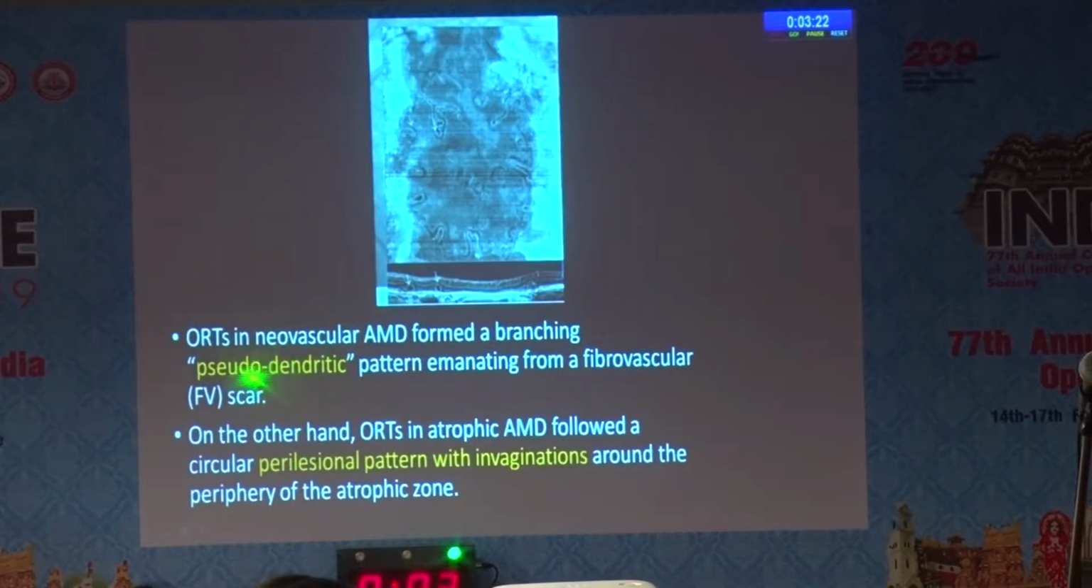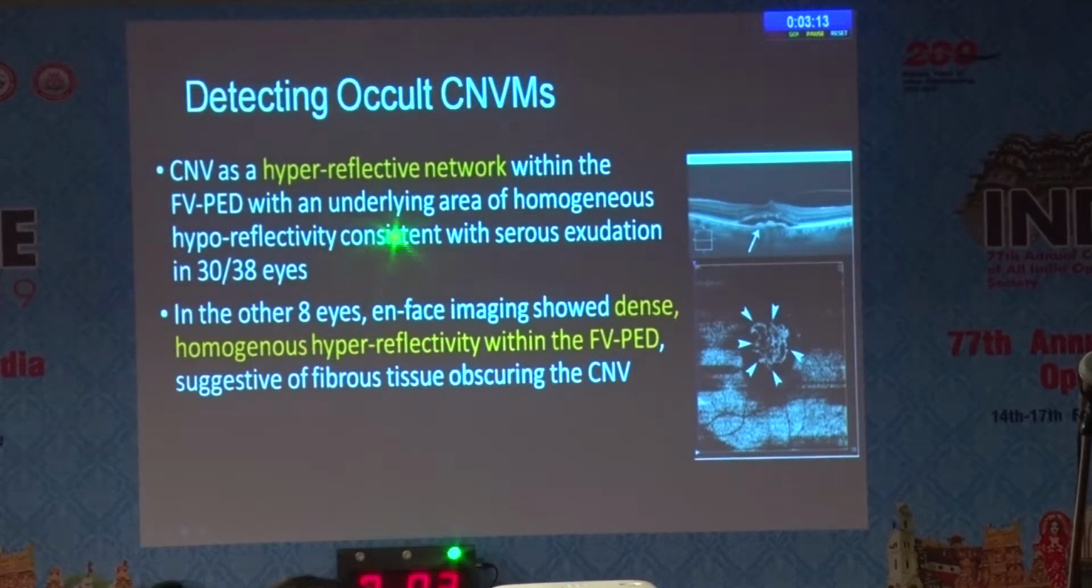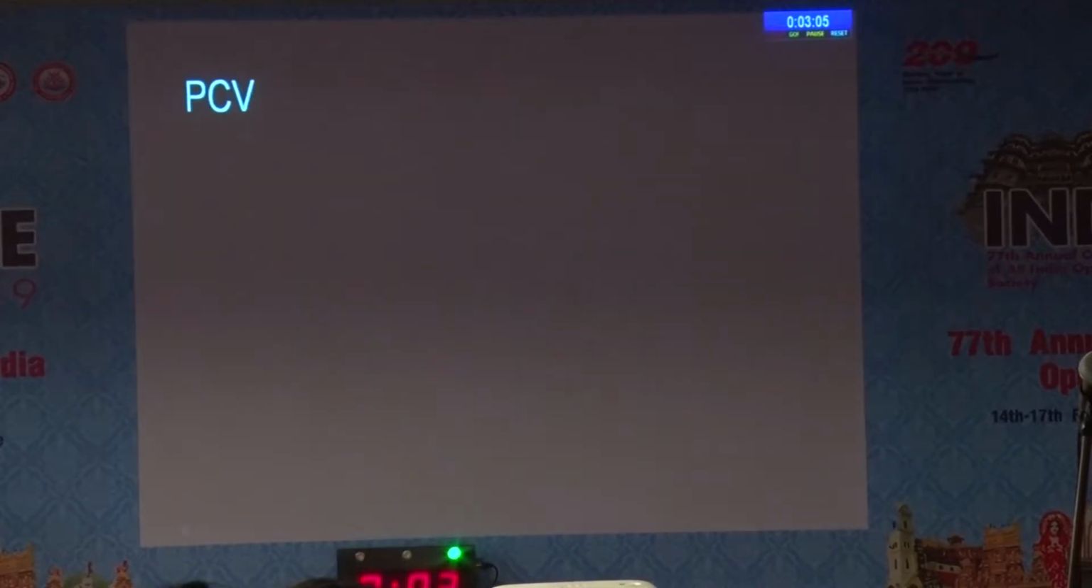So there are two types of ORTs. In neovascular, it's called pseudodendritic, and in atrophic, it is called perilesional because they're at the edge of the lesion. So even without the presence of an OCT angiography, sometimes you can detect occult CNVMs using en-face OCT at the right plane.